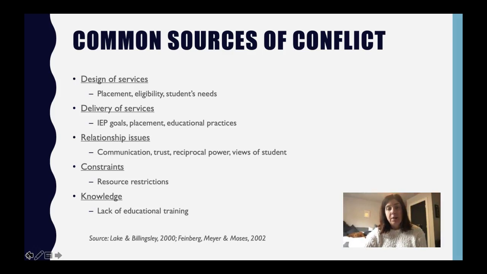So what are the common sources of conflict? There's a lot of research in this area. A lot of times it's design of services. Sometimes the family will not agree on the placement for their child, or the eligibility. Sometimes there's a lot of conflict throughout the assessment and evaluation process, and determining what students' needs are. For my kids, deafblindness is a very low incidence disability, and you see this really frequently for families who have children with low incidence disabilities, where they may have more knowledge of the disability than the educator, just because it is such a low incidence. And so there might be some disagreement as far as what the student needs.